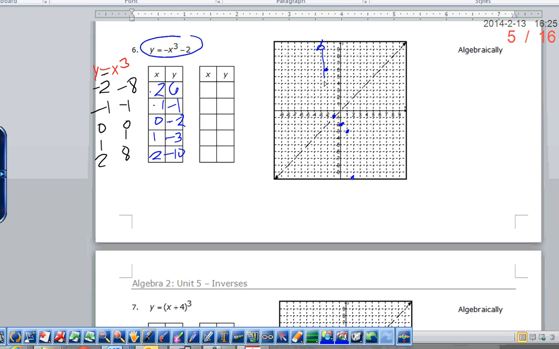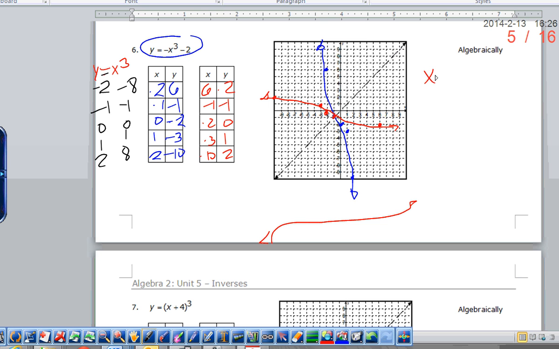So my picture, yep, sure enough, is a neat little cubic. So when I flip all these, 6, -2, -1, -1, -2, 0, -3, 1, -10, 2, when I flip all these, I should get a picture of a cube root. Let's see if I did it right. Yep, it's reverse. Normally our cube root looks kind of like that, right? Well, because it's negative, it's flipped.